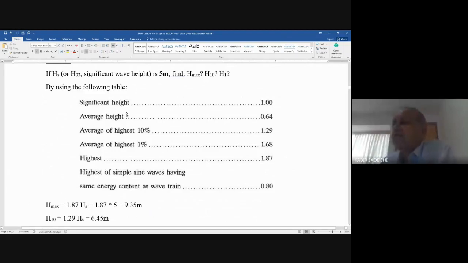We saw that we have significant wave height, that is the average height of the top 30%. We have average height, and we had the highest 10% wave height, the average of that, we call H10. We have the average of the highest 1%, it was H1. And the highest, it was the absolute value of the height. And we saw the relation between these heights, with values 1, 1.064, 1.29, 1.68, 1.87. It means that when one of them is given, we can calculate the other one by considering these ratios.